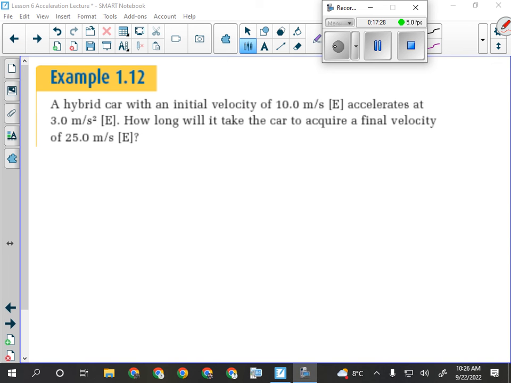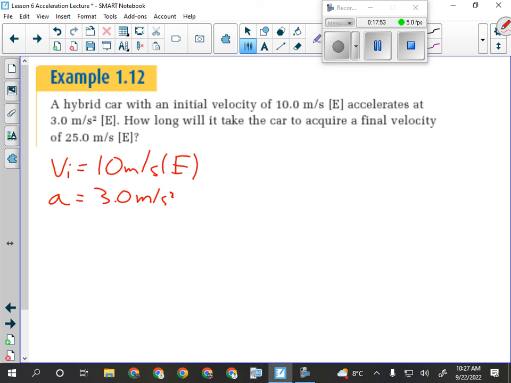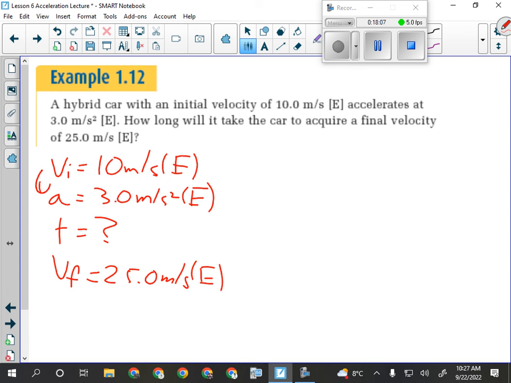If I give you an acceleration problem on a quiz or a test, these are the steps I would expect you to follow. Each one would be worth a mark. First step, write down your givens. What are the numbers and values that the question gives you? So first off, it says it has an initial velocity of 10 meters per second east. So VI is 10 meters per second east. And it accelerates at 3.0 meters per second squared east. How long will it take for the car to acquire its final velocity of 25 meters per second east? Okay, so that's one mark.